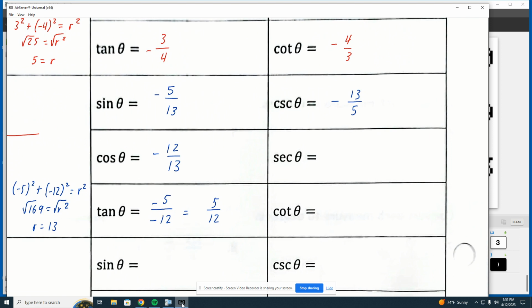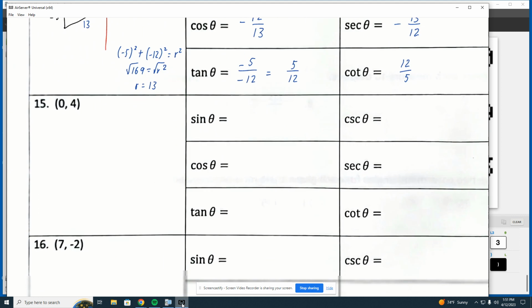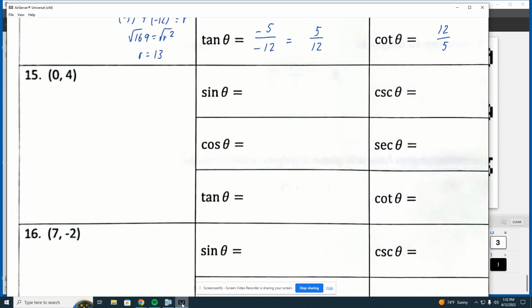Secant is the inverse of cosine, so that's negative 13 over 12. And finally, cotangent is the inverse of tangent, so that's 12 over 5. So there you have it. Very, very simple task. Okay, last one, and that is a little different.